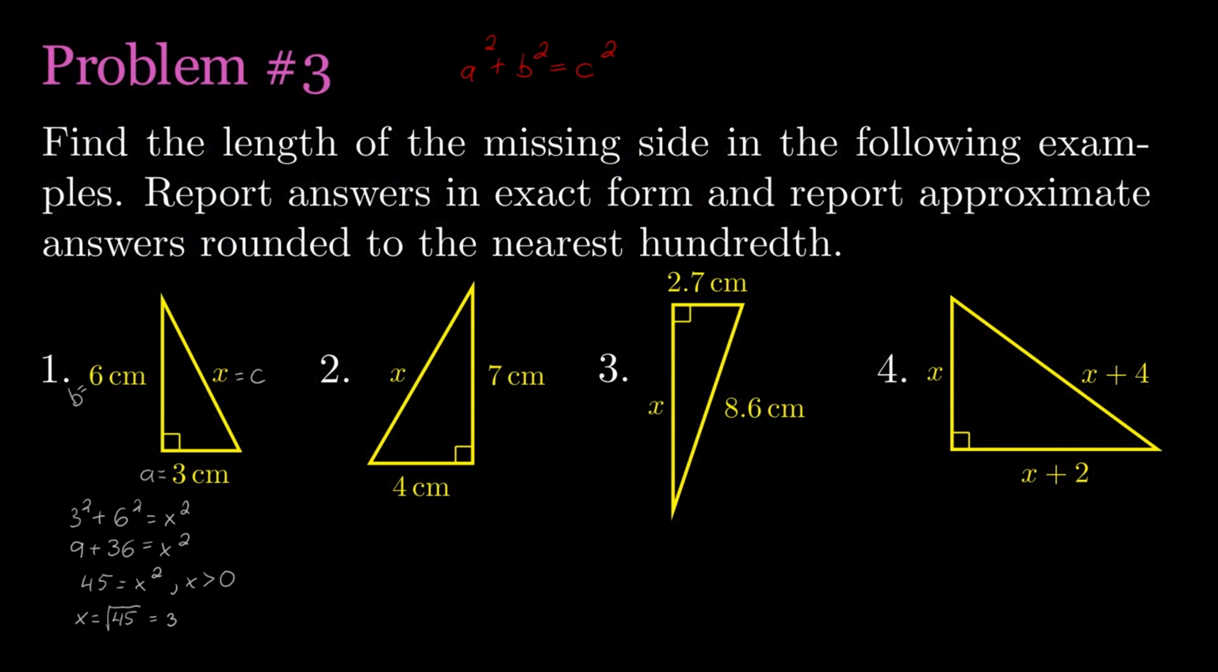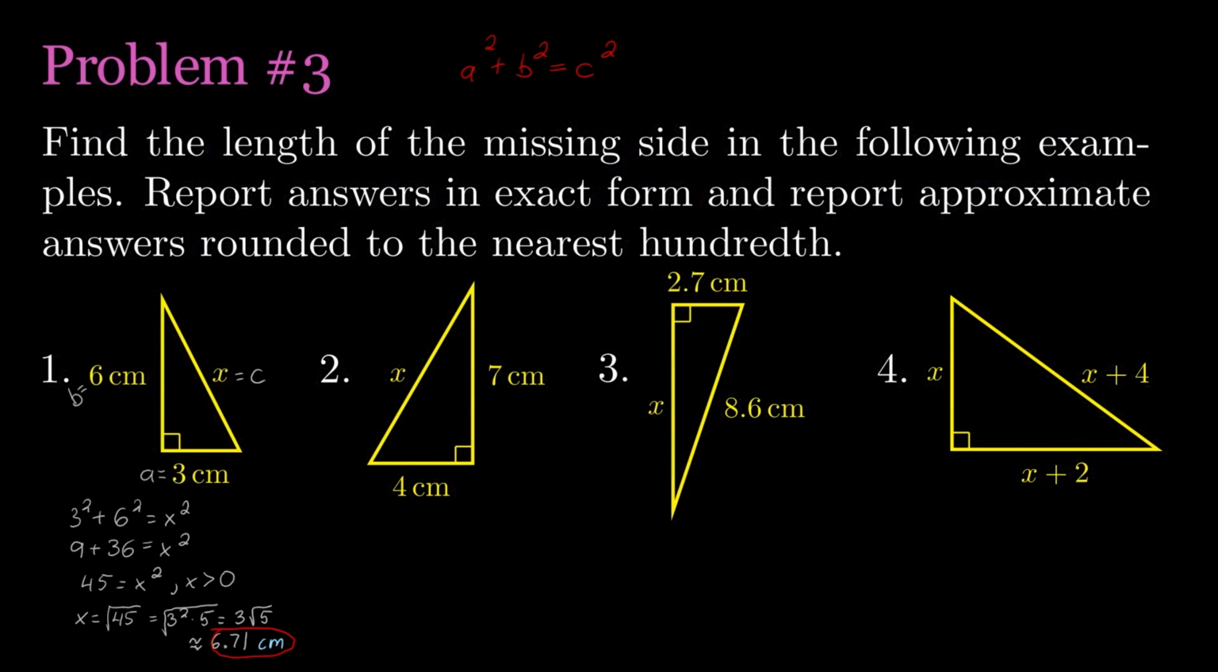Notice that 45 is 9 times 5, 9 is 3 squared, of course, so we can rewrite the square root of 45 as 3 square roots of 5. That will be the exact answer, of course, and the approximated answer to 2 decimal places will be 6.71. We have to use the units, in this case, centimeters.